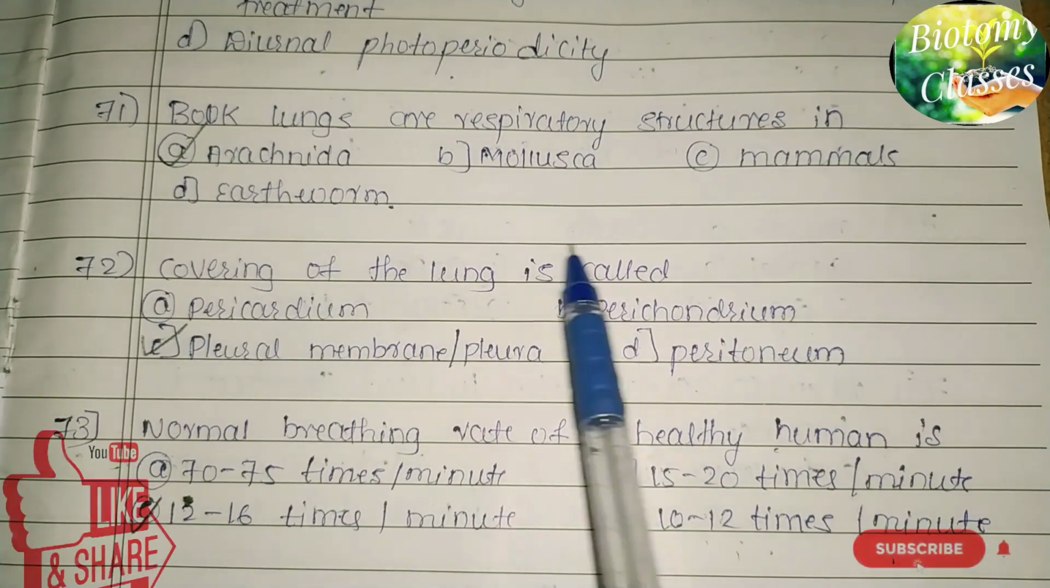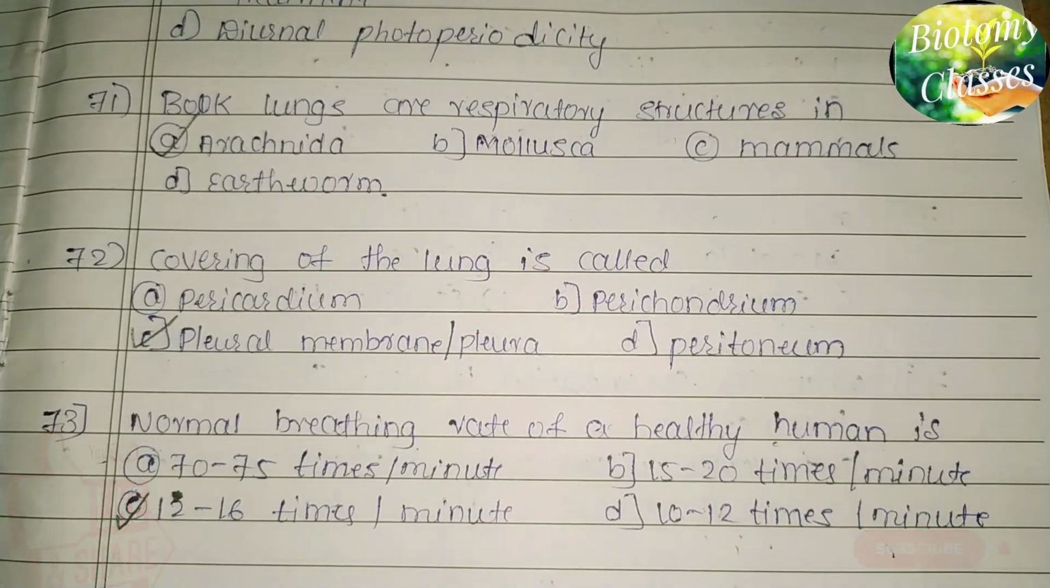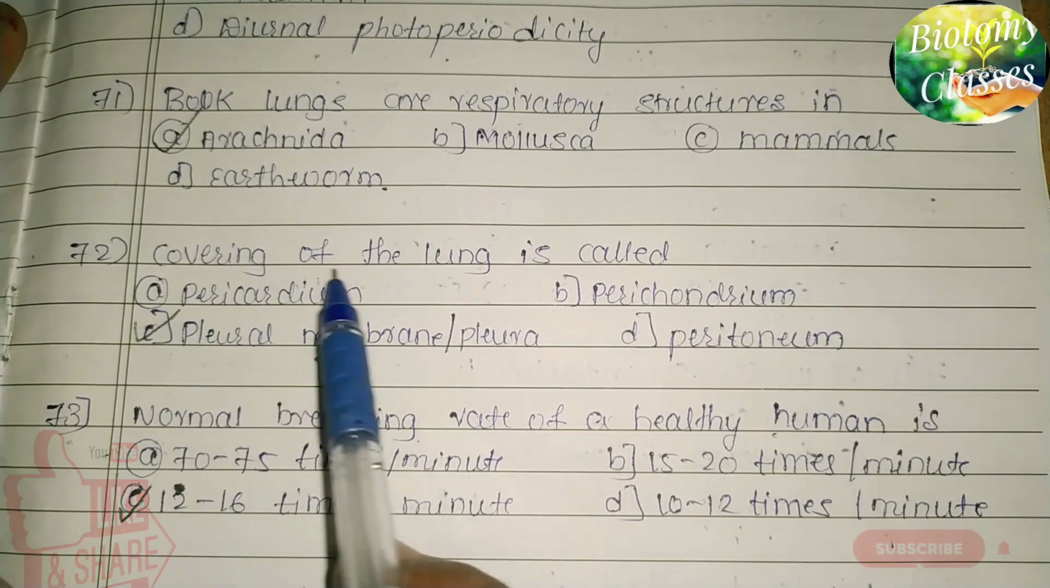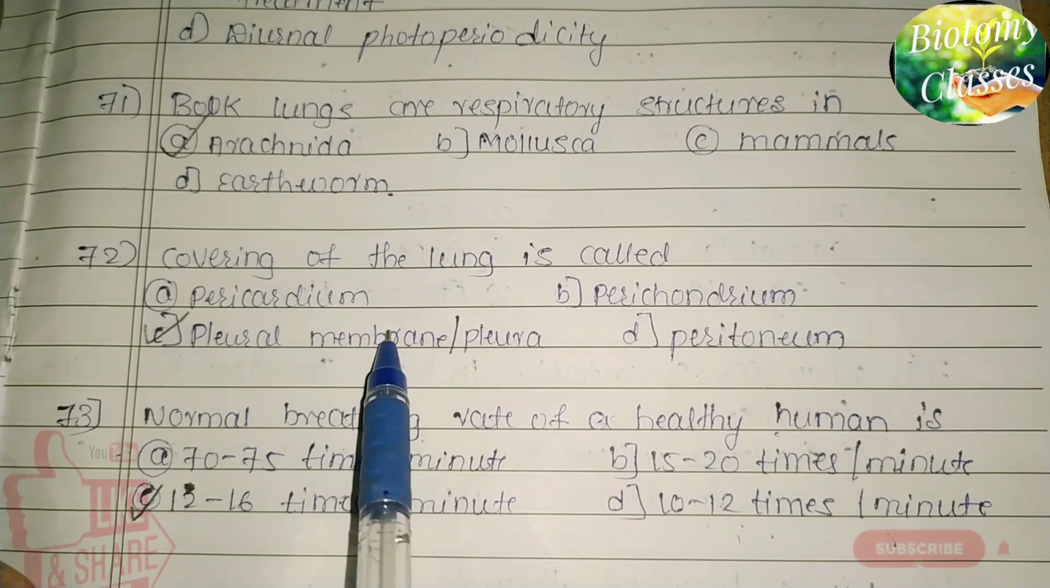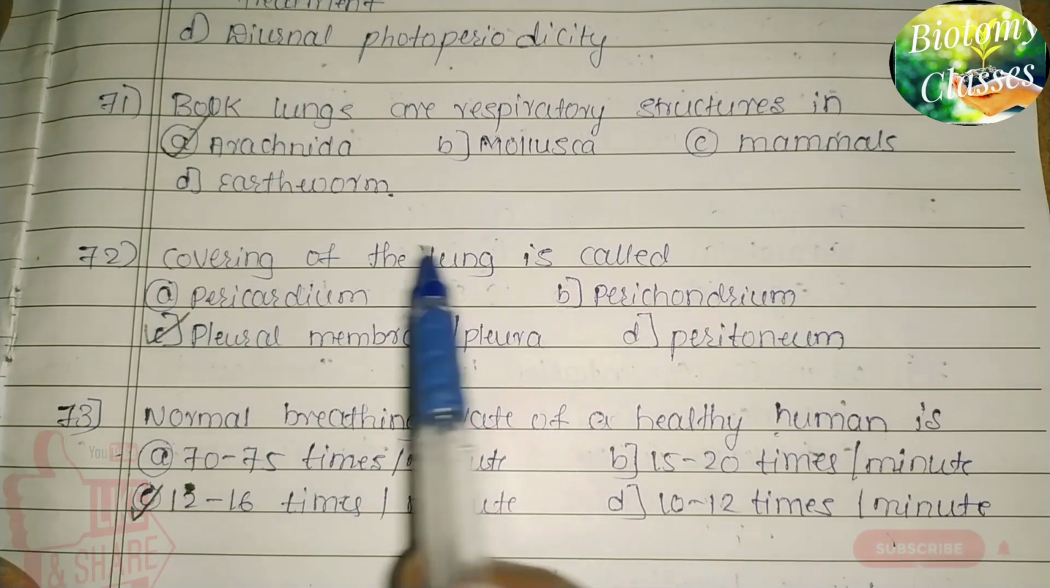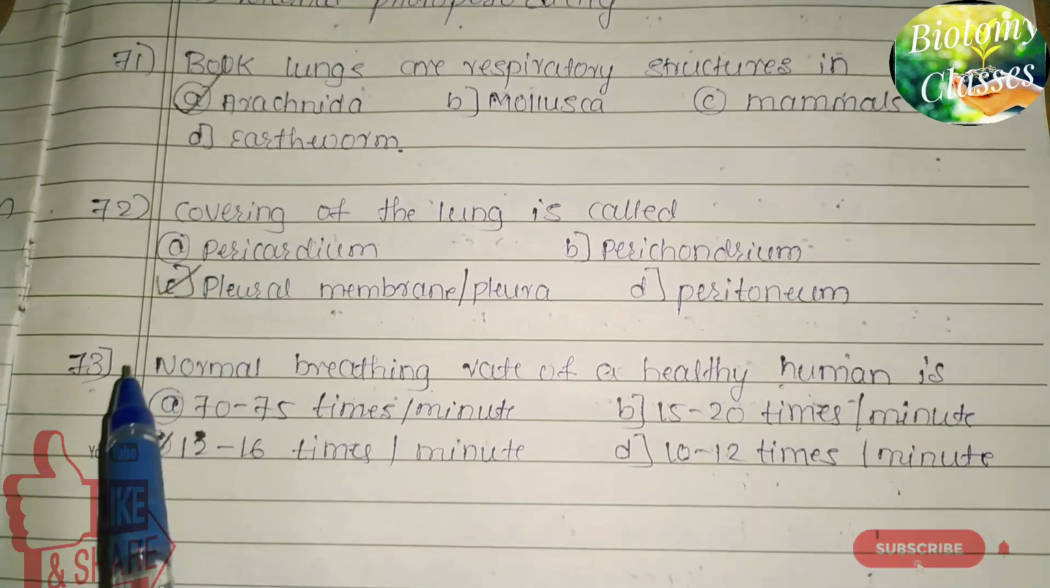74. Covering of the lung is called? So covering of the lung is called pleural membrane, or pleura. Pleura is the fluid-covered membrane of the lungs. So C is the right answer.